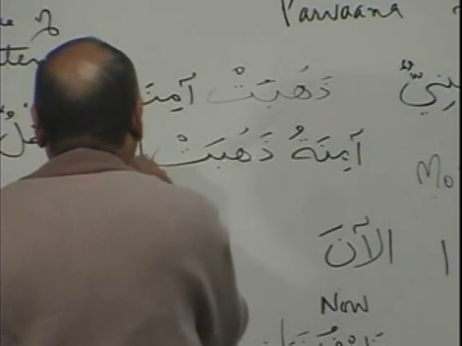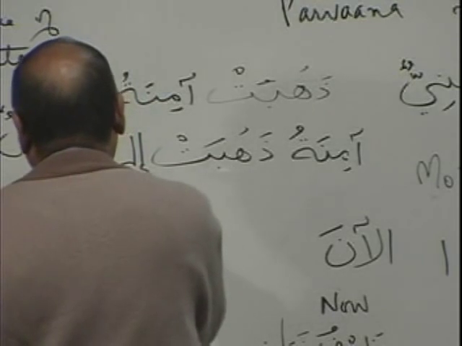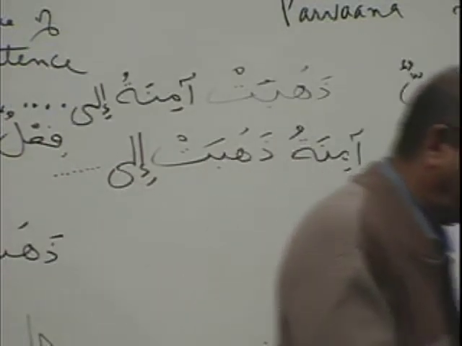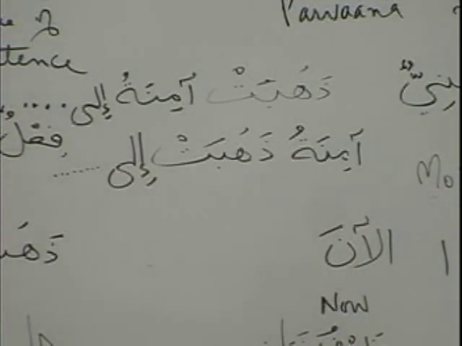Ila... I don't know where she went. She went to Yorkdale, maybe she went to Fairview Mall, or maybe she went to Eaton Center. We'll ask her when she comes back. Okay? Now what kind of a sentence is this?